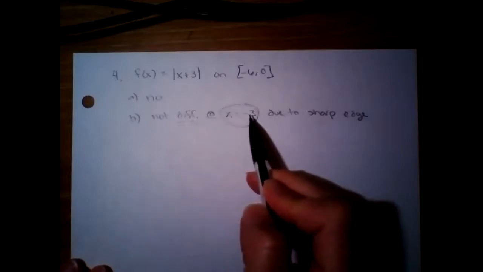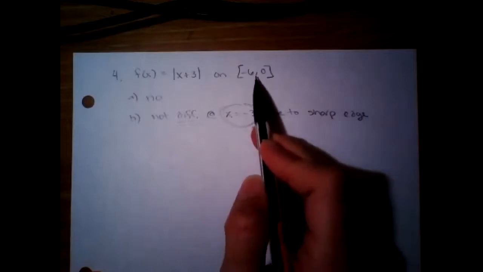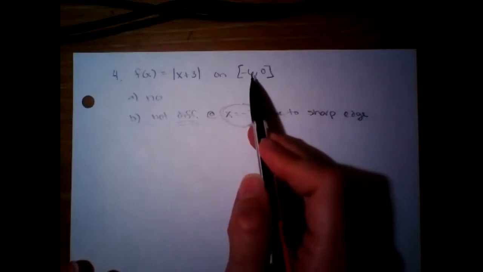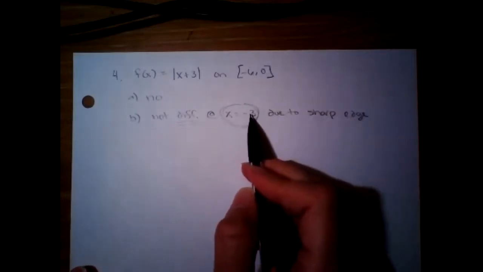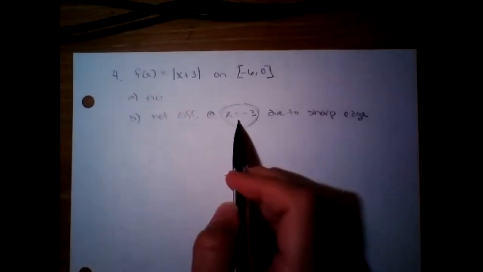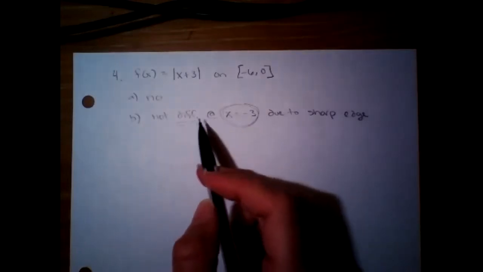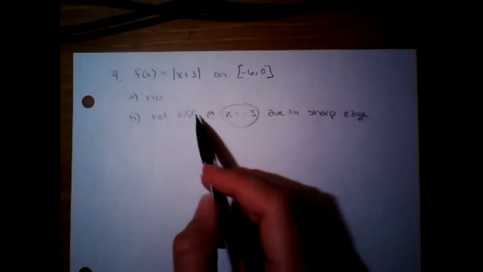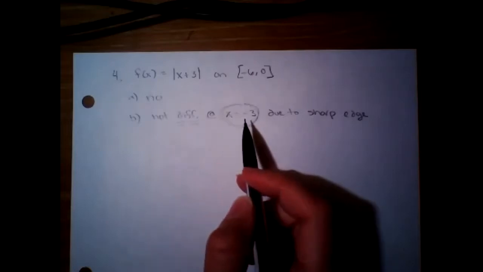A lot of people left out this x value. The reason that's so important is because -3 is on this interval, and so that sharp edge is on the interval, and that's why it's a problem. If the interval was somewhere else that didn't include -3, then the answer would actually be yes. So that's why this is so important. If you left that out, I only took off half a point, but I just wanted to make sure I went over that. You need to mention not differentiable, because that's the vocabulary that we're talking about, and where the sharp edge happens.